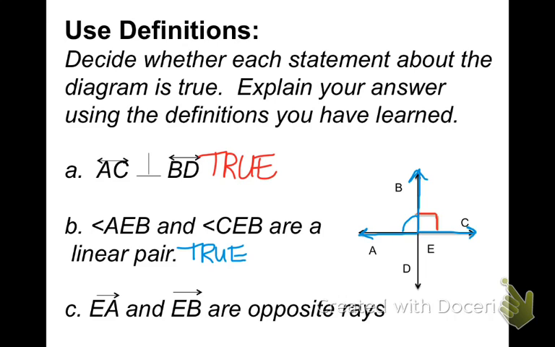Last one, C, ray EA and ray EB are opposite rays. Well, they share a common endpoint, which is point E, but ray EA and ray EB are not opposite rays. This is false because they are not collinear.